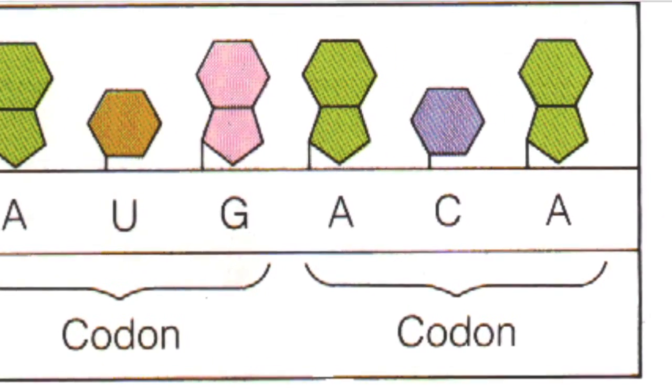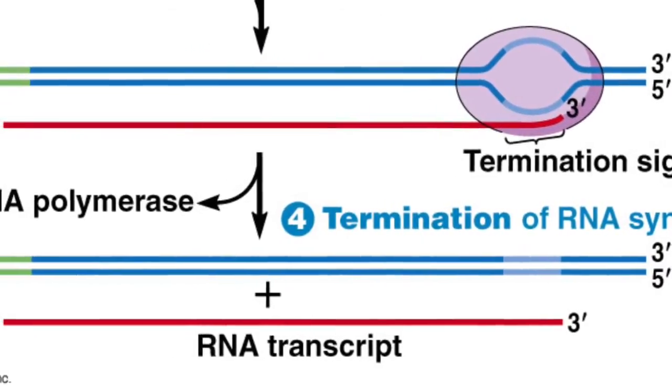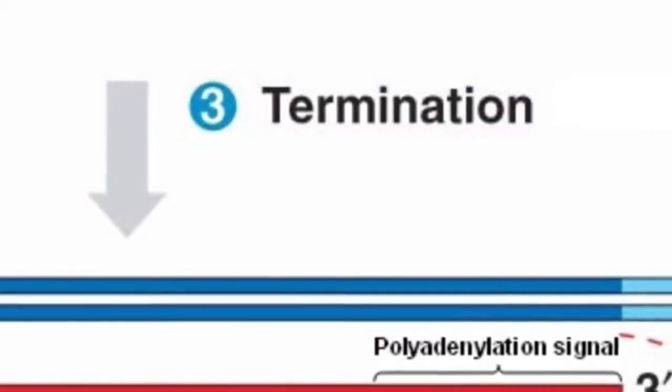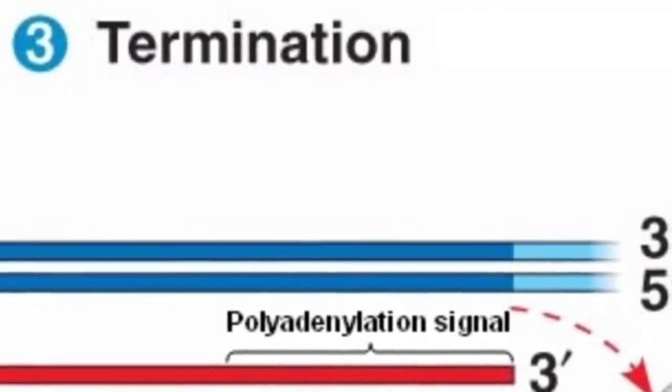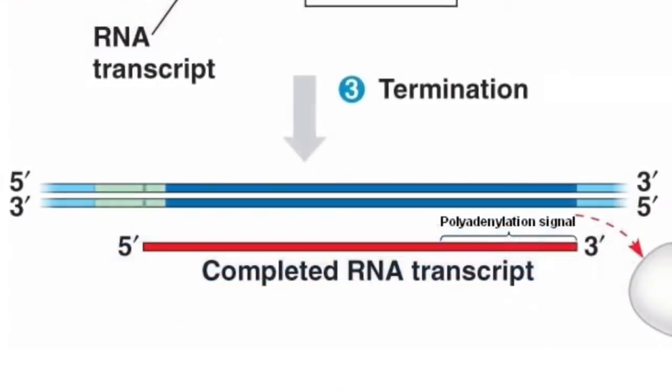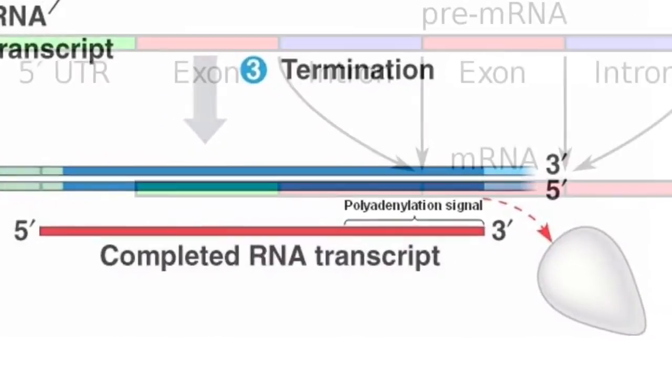Codons will be very useful in translation, but before that, the last stage of transcription is termination. In this step, the RNA polymerase hits the terminator, which signals the end of the gene. Then transcription is ended and the RNA polymerase lets go.